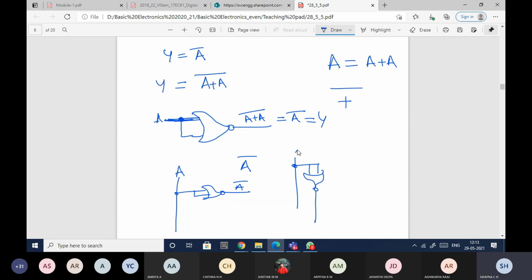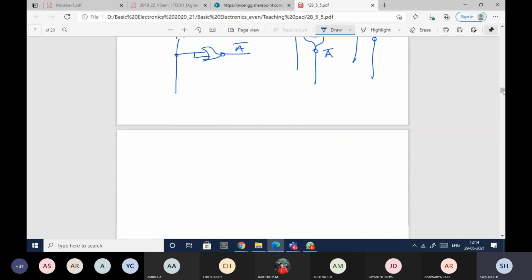Why I'm showing you this specifically is that people get confused. One more mistake they make is, even when the question says implement the following using NOR gate, to get A bar they just connect a NOT gate, which is wrong. When they say you have to use NOR, you have to use only NOR. No other gates are allowed in that circuit. Is it clear?